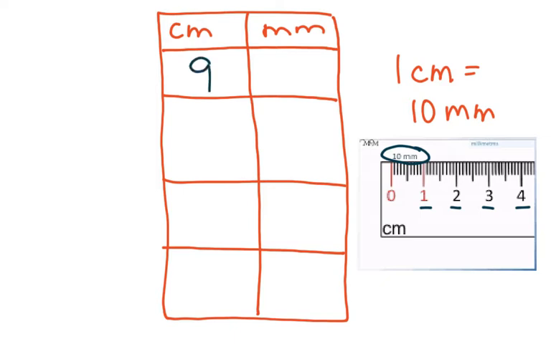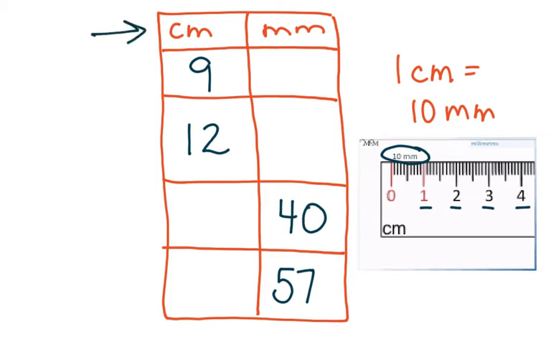So in this place, put 9 centimeters, 12 centimeters, then we'll fill in millimeters. Let's do 40 millimeters. And lastly, let's put 57. Now, when we are moving from centimeters to millimeters, we're going to multiply by 10. So the first 2 are fairly simple, just an extended fact. What is 9 times 10? 90. 9 centimeters would be the same as 90 of those little lines.